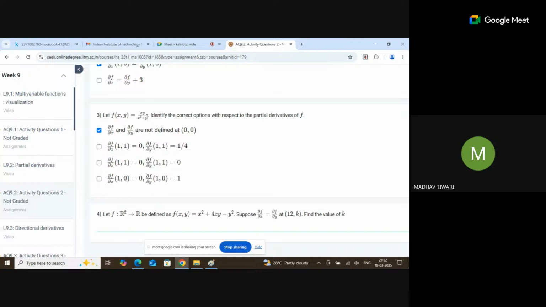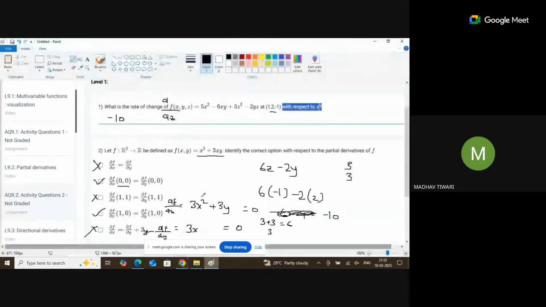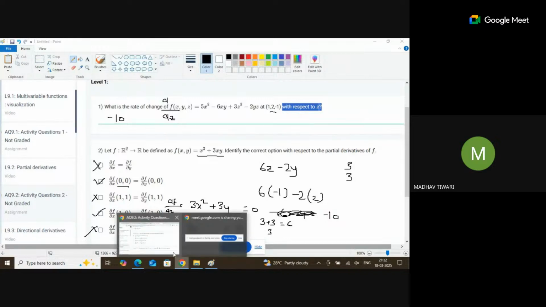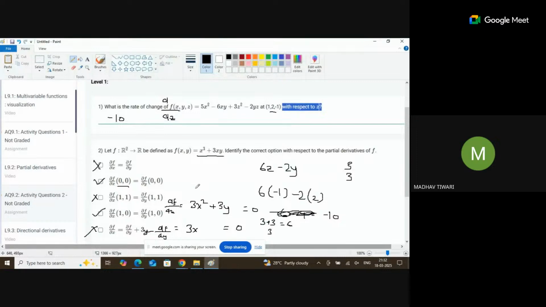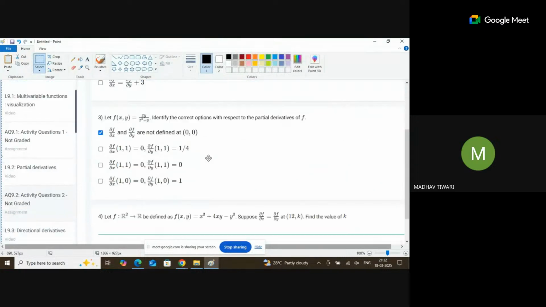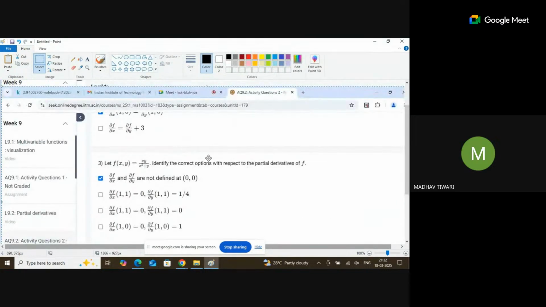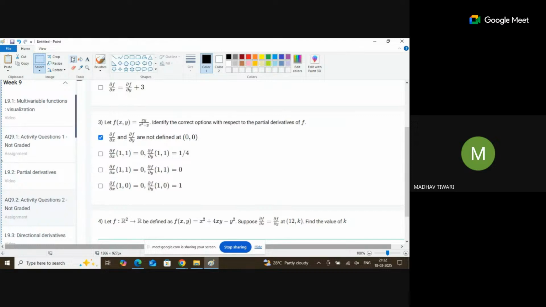How do we find out that it is not defined at 0? Because if you put 0 comma 0 here, let me take the screenshot and put it here. Yeah. So here you can see, if I put value 0 comma 0 here, 0 into 0 divided by 0 square plus 0. So in the denominator we have zero, so that's why its value is not defined here.